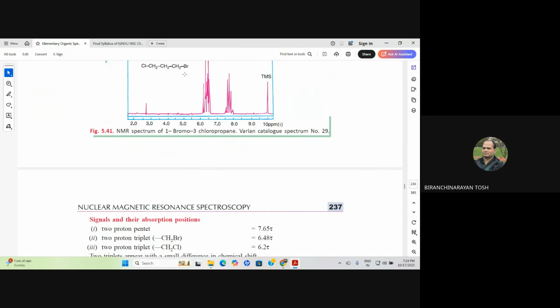There is only a small electronegativity difference, so they will come near to each other. So it is giving a sextet type of thing, 6.2 and 6.48. They intermix with each other. Okay, so it is a triplet, not a sextet, not one peak. This is two peaks.